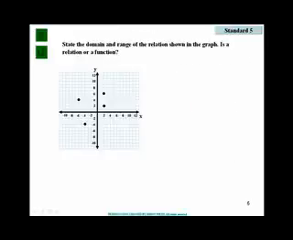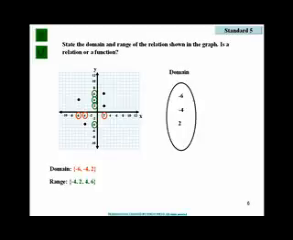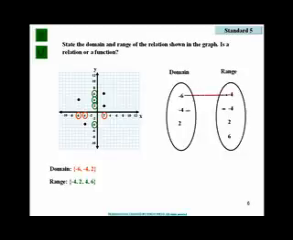In this case, the domain for a Cartesian grid is the x values, the range is the y values, so our domain would be -6, -4, and 2. Our range would be -4, the height of that lowest point, 2, 4, and then 6 is the highest point there. Now, as far as a mapping, here's our mapping.